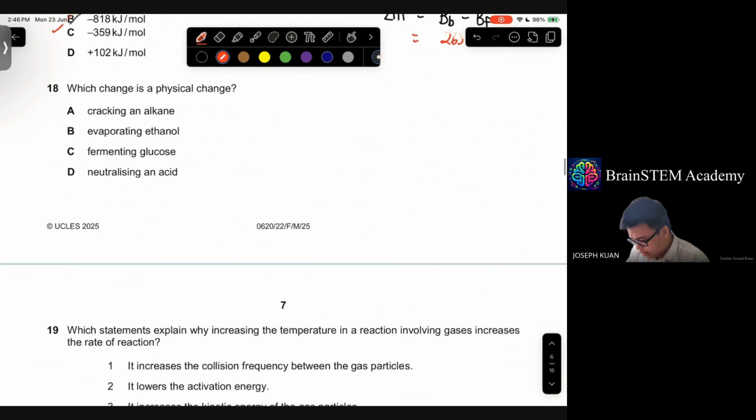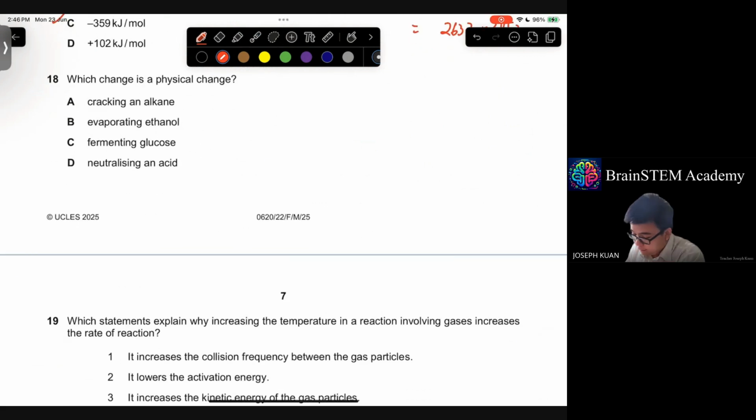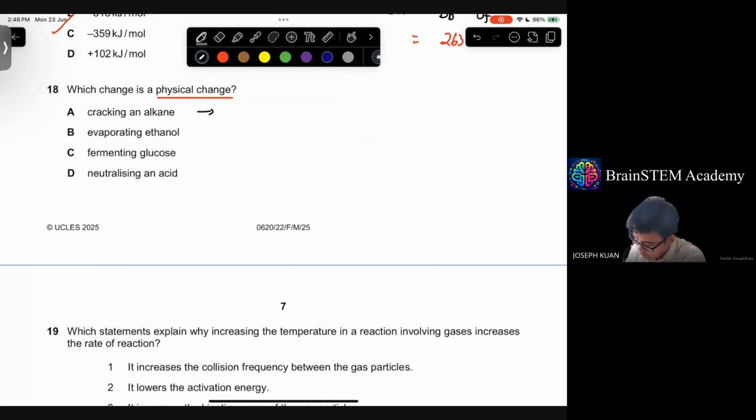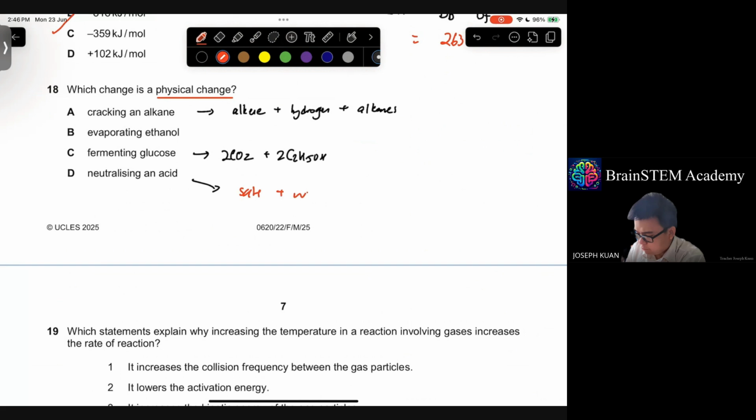Next, which change is a physical change? A physical change doesn't form any new chemicals, only state changes happen. So cracking an alkane should form new chemicals like alkenes, hydrogen, or shorter alkanes. Fermenting glucose will give you carbon dioxide and ethanol, which are new chemicals. Neutralizing an acid in general forms you a salt and water, which are new chemicals. So the answer is B. Evaporating ethanol simply just changes it to a gaseous state.